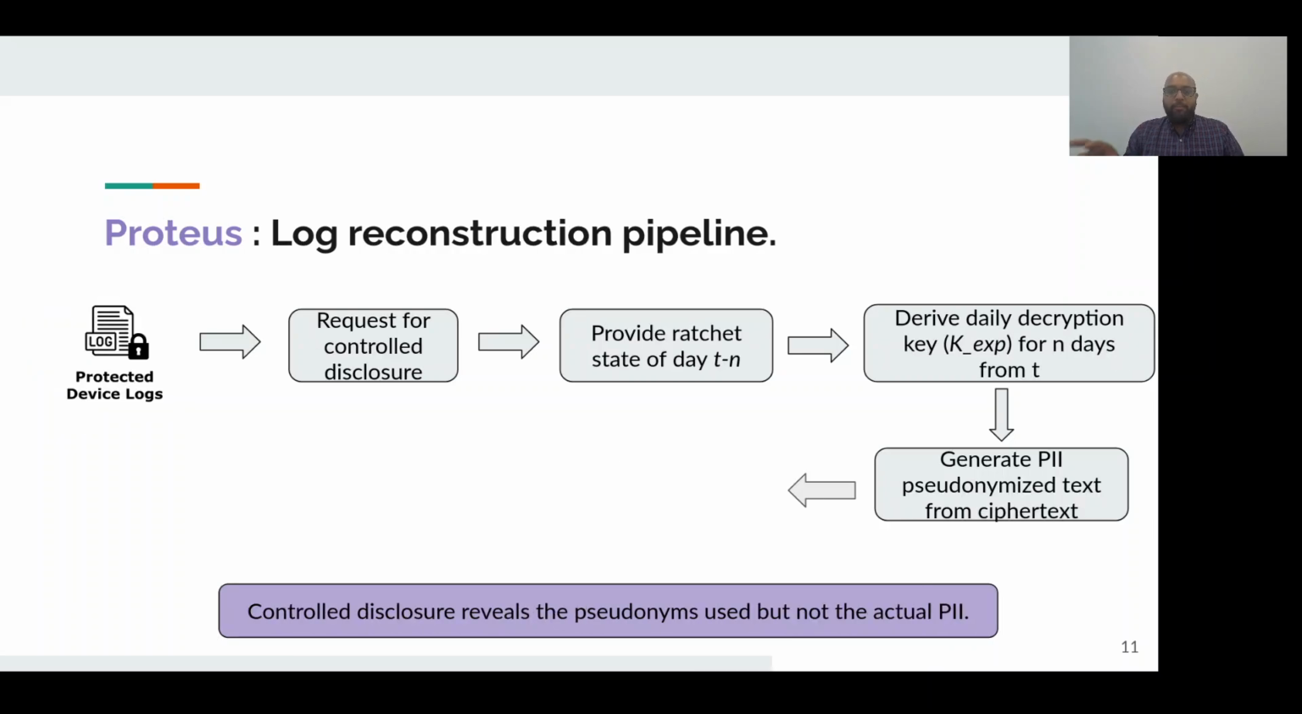On the server side, we developed a log reconstruction pipeline that leverages a protocol we developed called Controlled Disclosure Protocol, where the server can request the client for a specific set of keys that can be used to decrypt the PII values for a given time range. The client provides this set of keys to the server, and the server is only able to disclose information for that given time range.